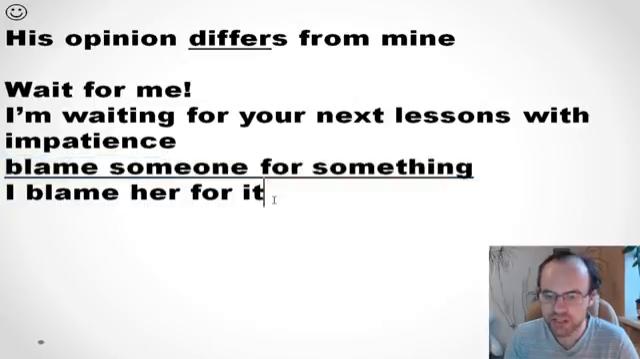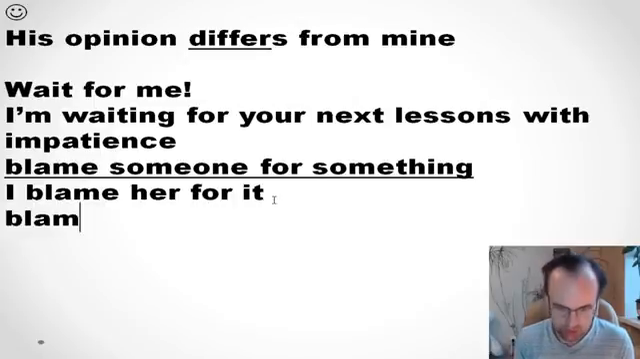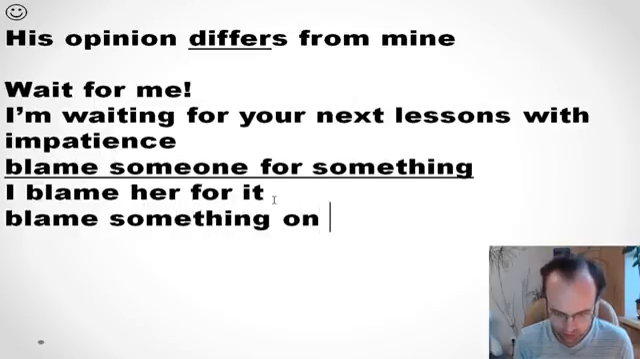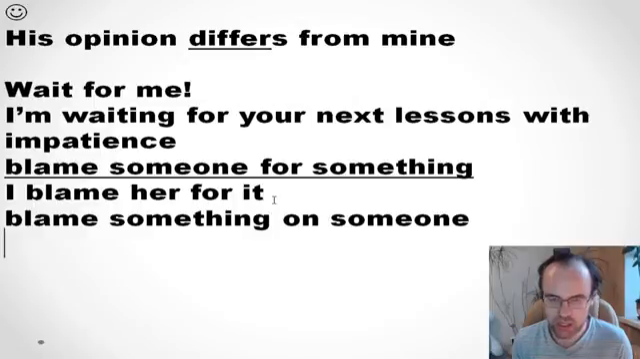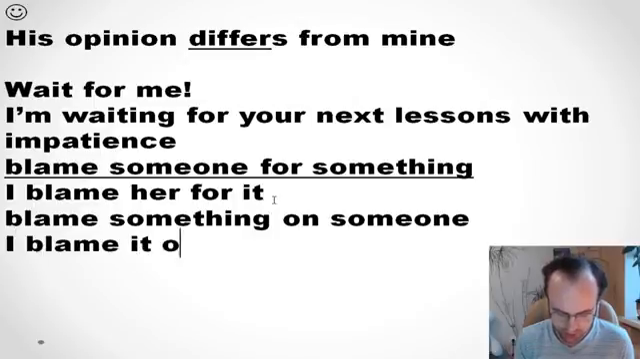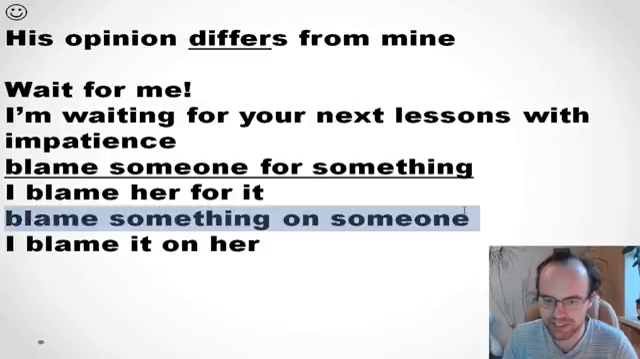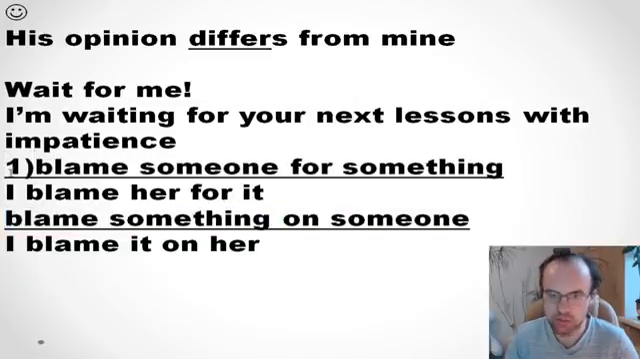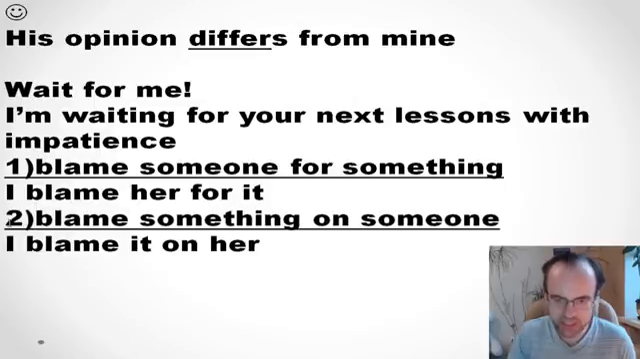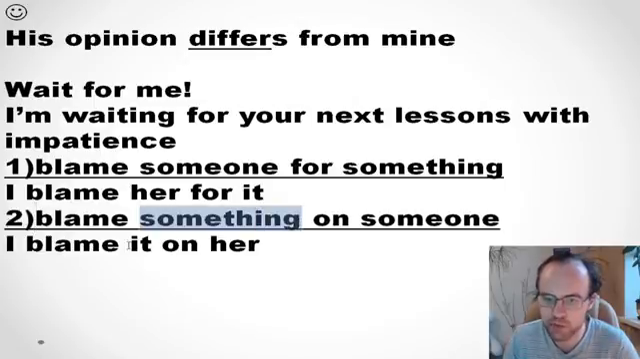But no, my friend, there is another structure. When we say blame something on someone, alright? And so I will say it this way. I blame it on her. Compare, my friend. You see, blame her for it, because it's the first structure: blame someone for something. And I blame it on her. So we have on because it's the second structure: blame something on someone. It's a very tricky question indeed, but anyway, just try to memorize it.